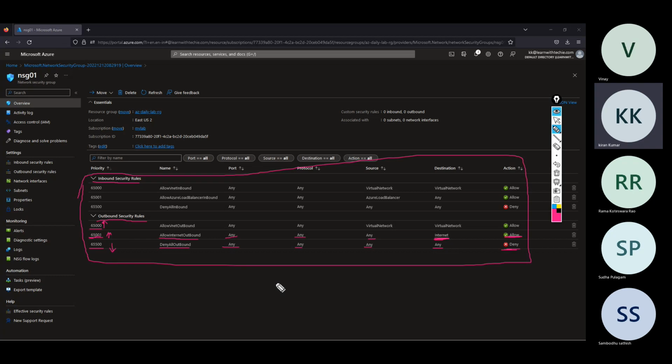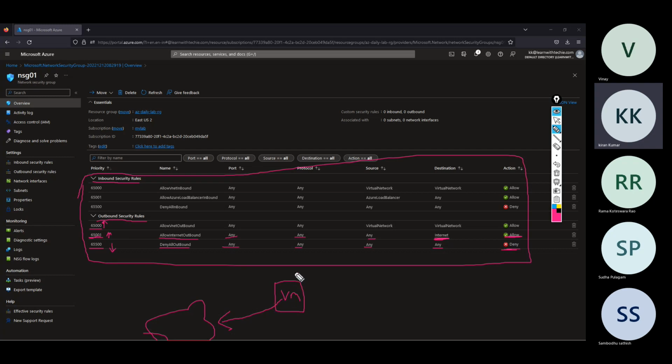That means if the VM is associated with this network security group, still from the VM I can access the internet. Understood what I'm saying? From this VM, I can access the internet. Suppose over the internet, different sites are available. I can access all the internet services, like any website, anything I can access.